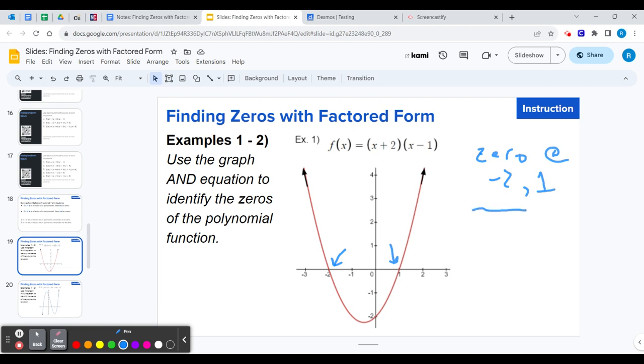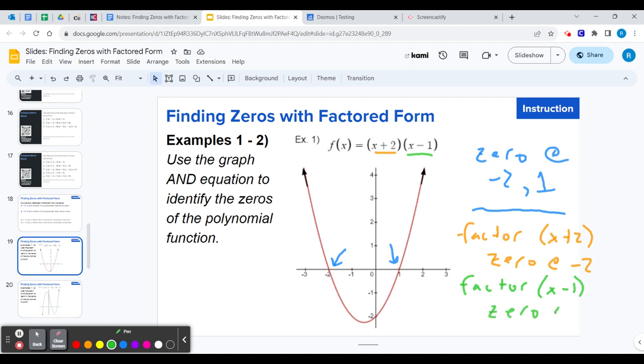Now if we use the equation to identify the zeros, we have a factor at x plus 2, which means we have a 0 at -2. And then we have this factor here at x minus 1. So that means we have a 0 at +1.